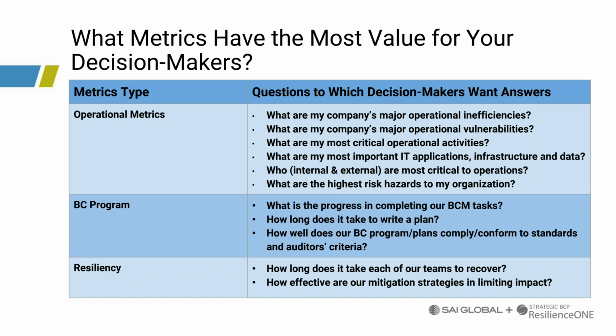Within the BC program, we can look at a couple of different things. There's a whole bunch of things around this, and this is just like a normal project in a lot of ways. What's the project in completing our BCM task? And how long does it take to write a plan? It's kind of interesting. A lot of folks will just generate a metric around how long it takes to write an overall plan. That's a bit macro. You're looking at it overall and not by task.